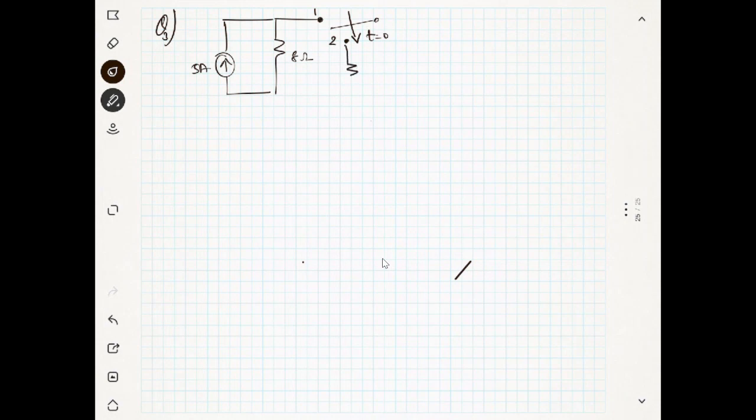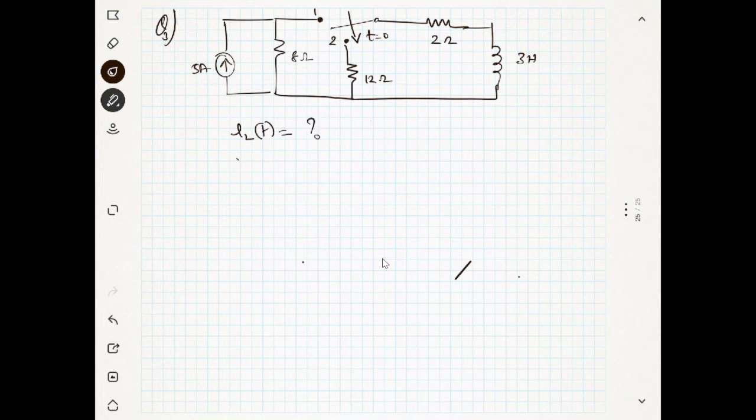At position 2 there is a resistance of 12 ohm, and here there is a 2 ohm resistance and this is a 3 Henry inductor. You have to find the equation for IL of t, the voltage VL of t, and the time constant for the circuit. Please try to do this problem. It's a very simple problem.